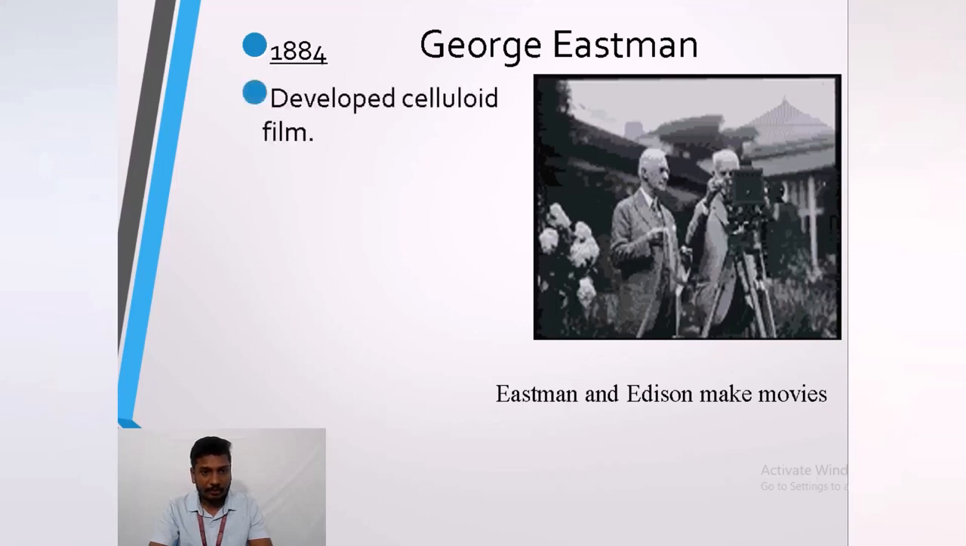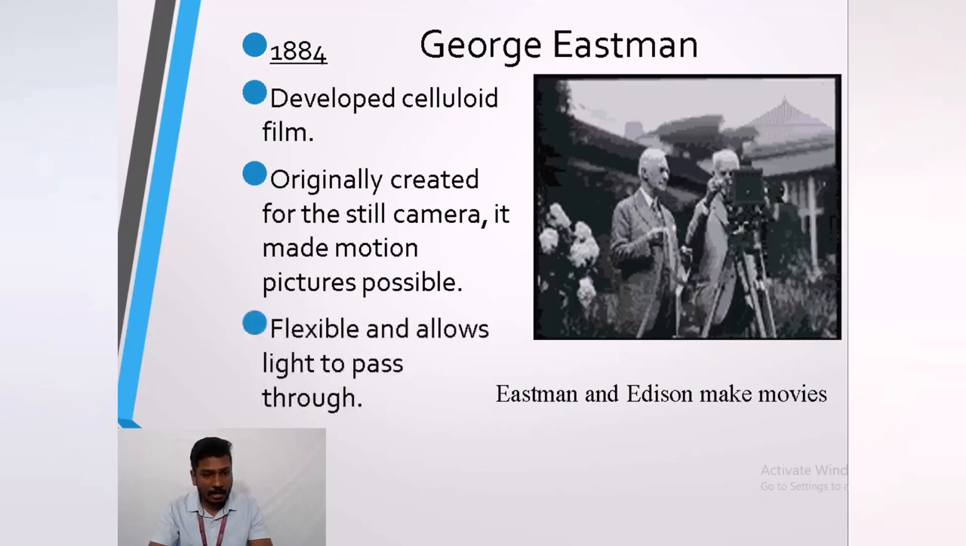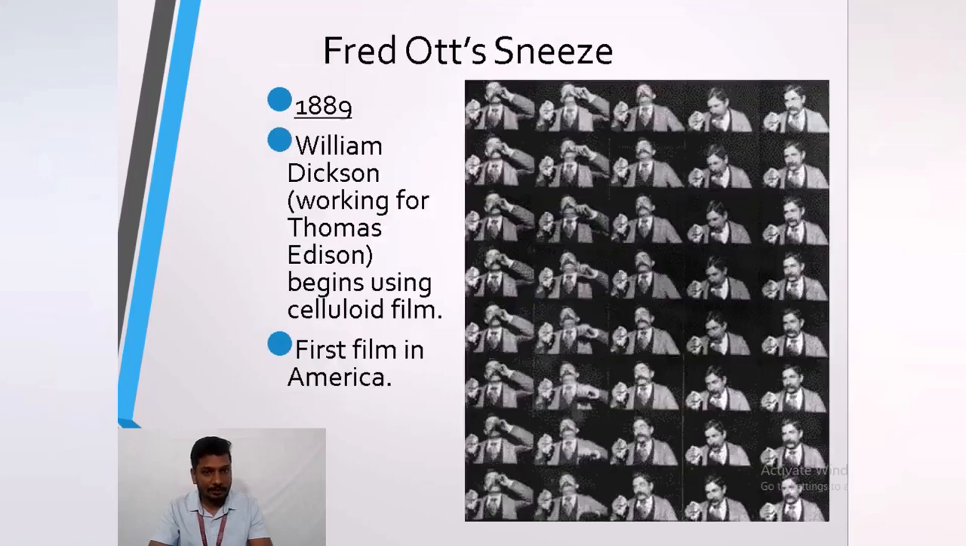1884: Eastman developed celluloid film. Originally created for the still camera, it made motion picture capture possible. It is flexible and allows light to pass through. Fred Ott's Sneeze, 1889: William Dickson, working for Thomas Edison, used celluloid film. Fred Ott's Sneeze is the first American movie.